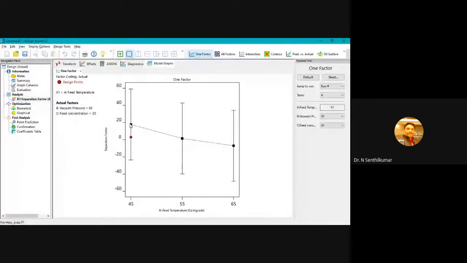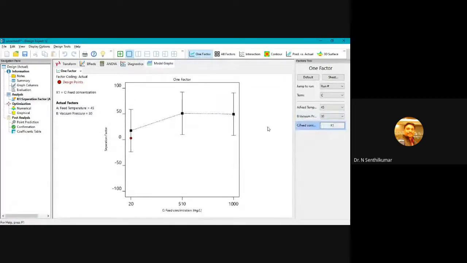So when the temperature is being changed from 45 to 55, you can see the separation factor gets reduced. When it is further increased from 55 to 65, a further decrease in separation factor can be seen. Okay, so this is one. Then I am going with the vacuum. So it is almost the same, but there is a decreasing trend.